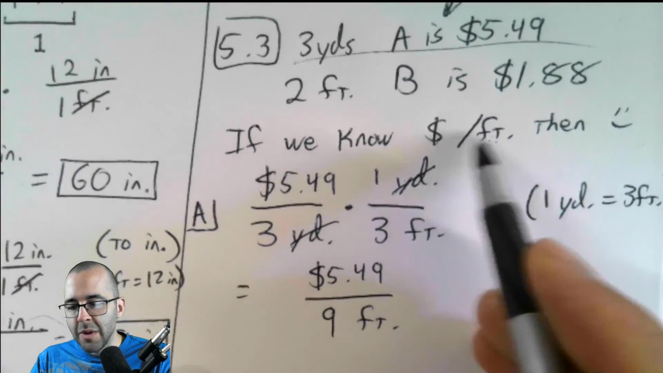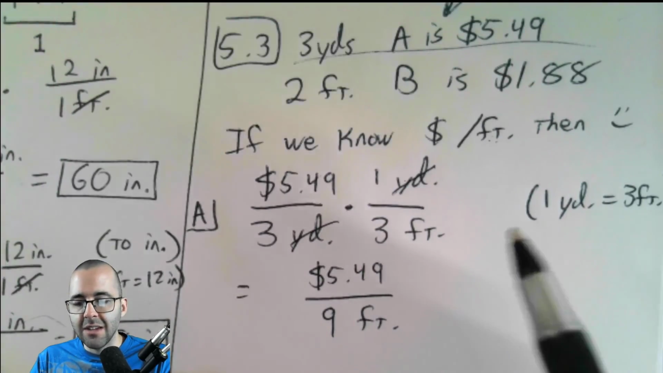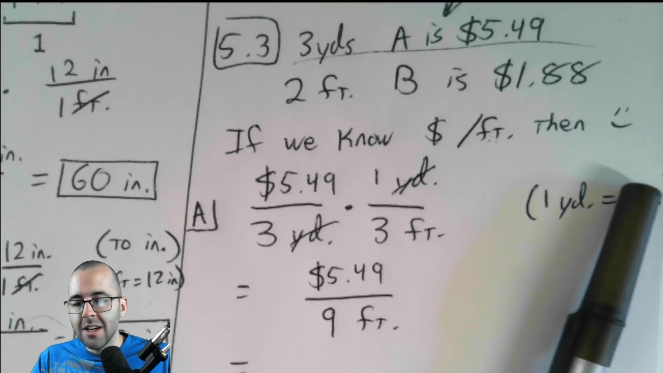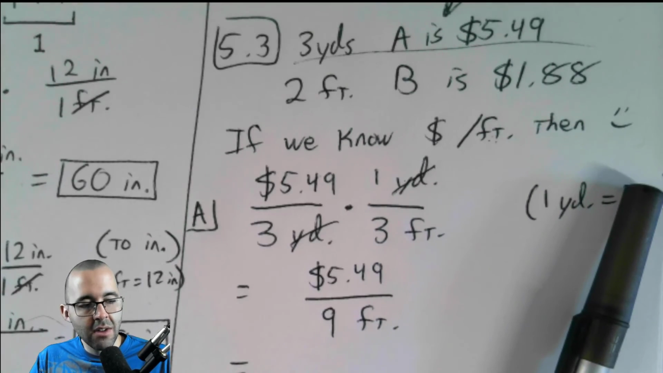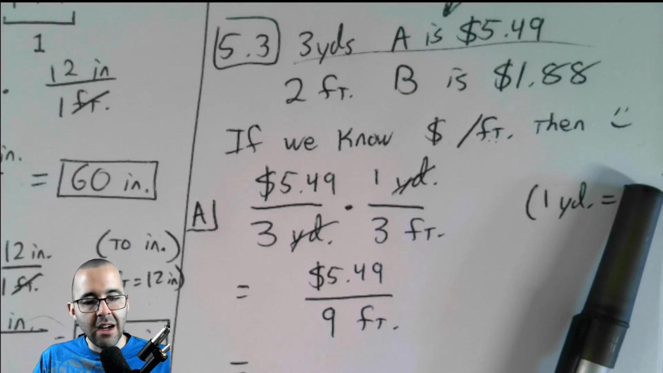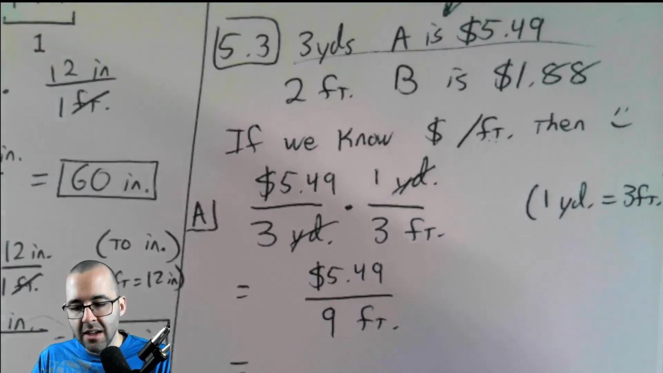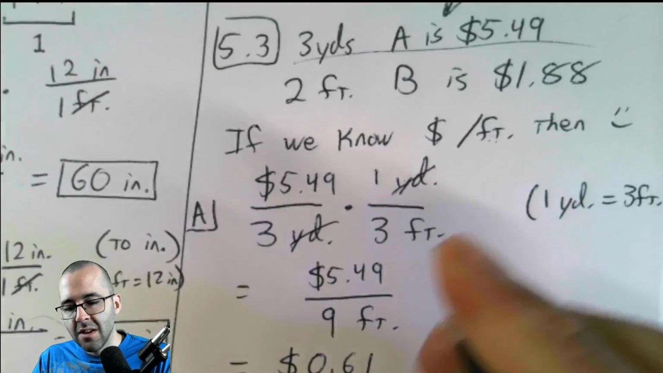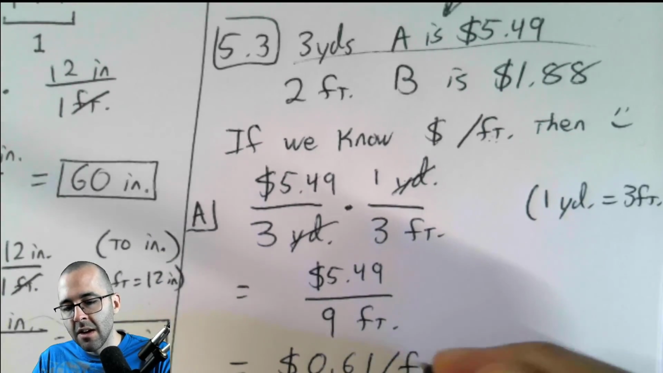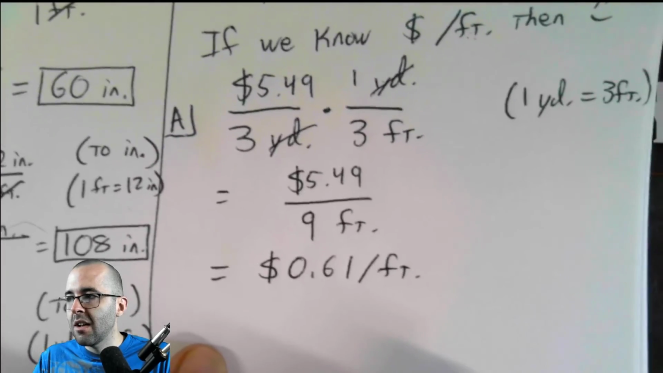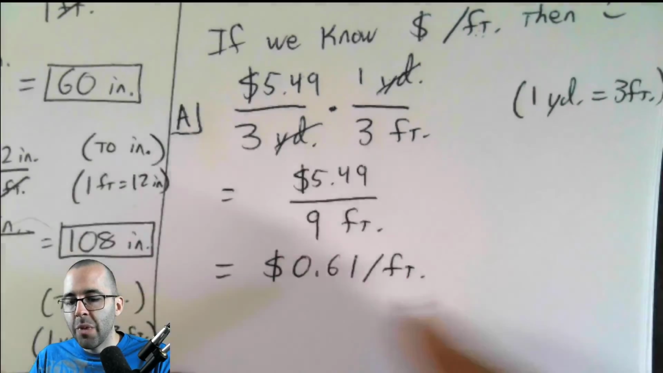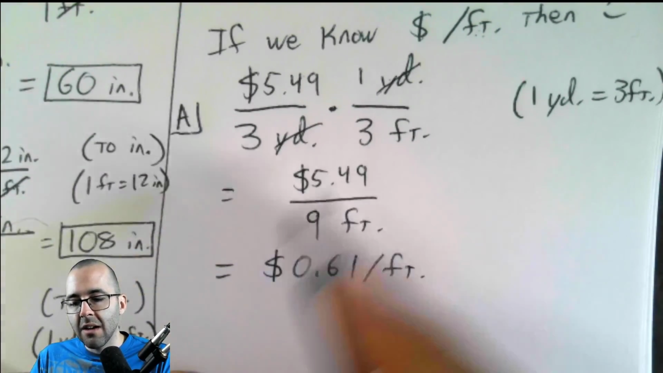So we want dollars per foot. We don't have dollars per foot just yet. We have dollars per 9 feet. So let's divide this out on Desmos to get it out. So the question is, what is 549 divided by 9? I typed it in. And the answer is, it's exactly $0.61 per foot. That is how expensive A is. Now pause the video and try to do the same thing for B.